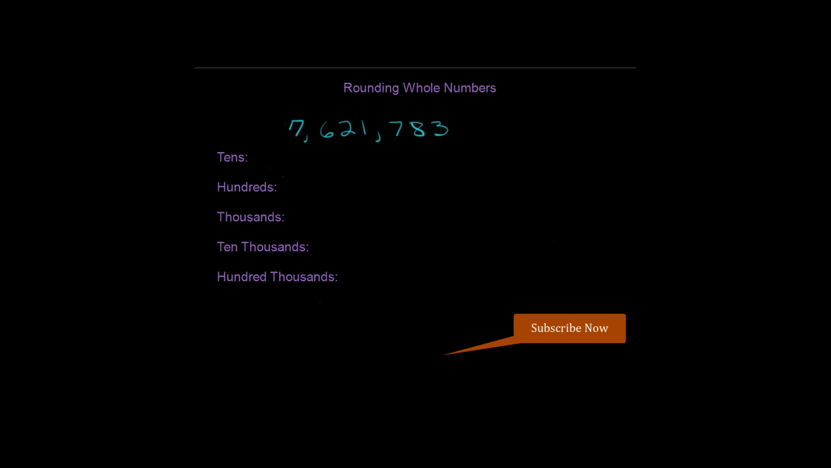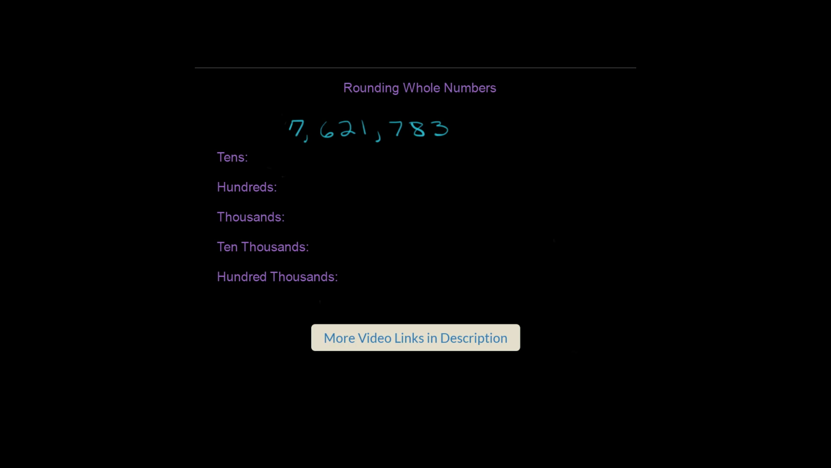So today we have a number in blue there, 7,621,783. We're going to use that number today to round to each of those place values you see in purple. So the tens column, hundreds, thousands, 10,000s, and 100,000s. We're going to restart every time and use that same number. And hopefully you'll be able to see a nice pattern develop as we go through all of our answers.